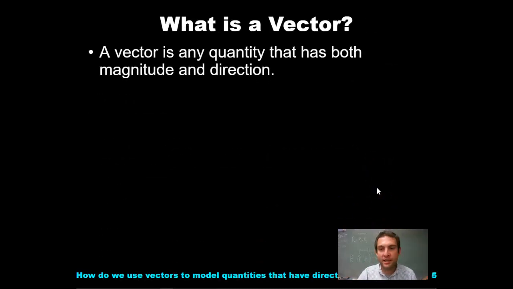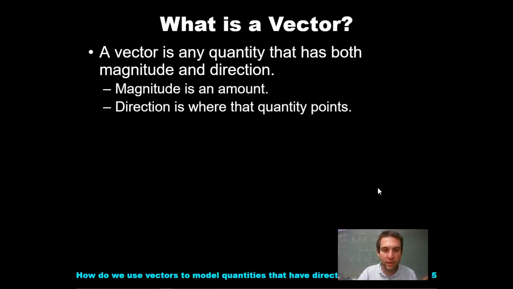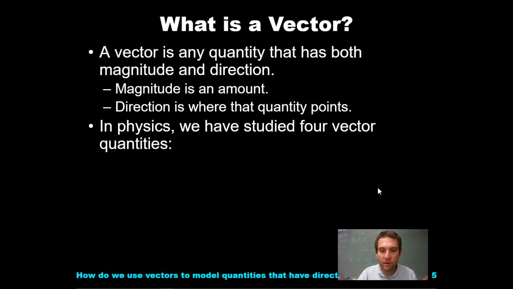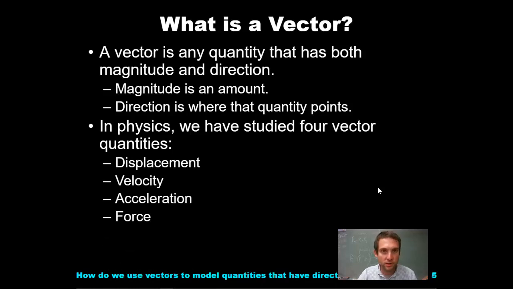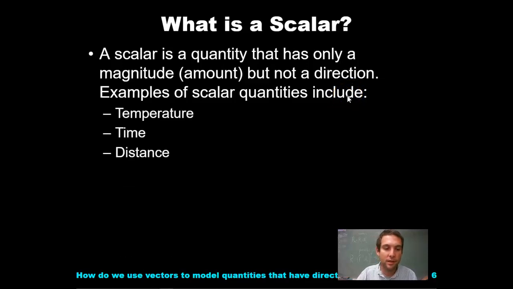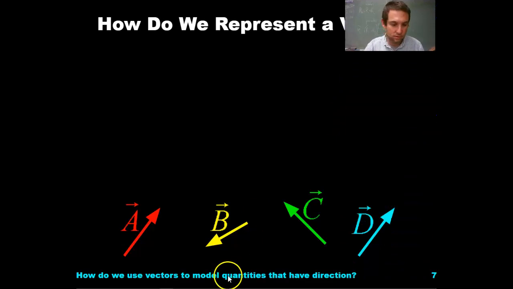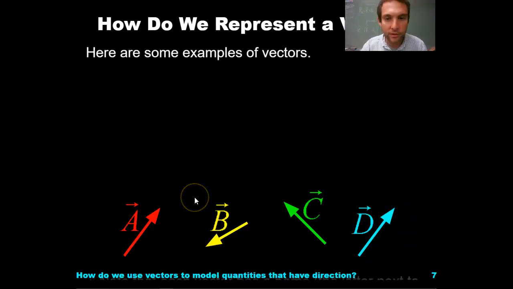So what is a vector? A vector is a quantity that has both magnitude and direction. Magnitude is an amount, direction is where the quantity points. In physics, we have studied 5 vector quantities: displacement, velocity, acceleration, force, momentum. What is a scalar? A scalar is a quantity that has only magnitude but no direction. Examples of scalar quantities include temperature, time, distance, speed, mass, energy. Energy is a scalar. I don't know if you caught that or if I went too fast.